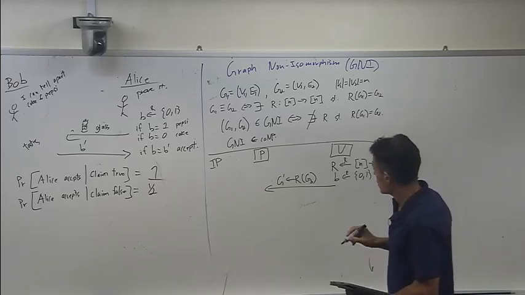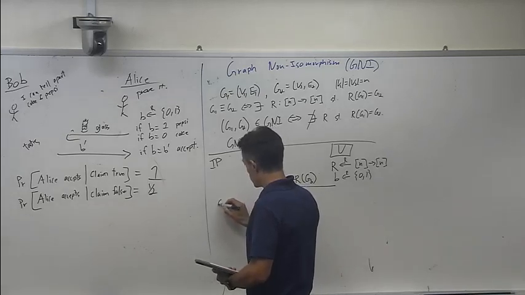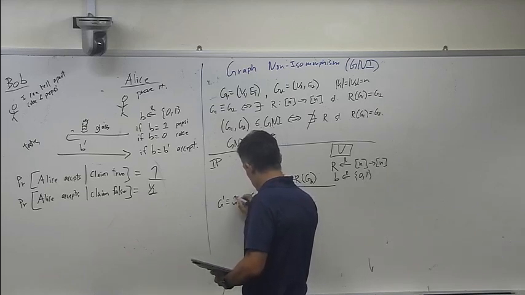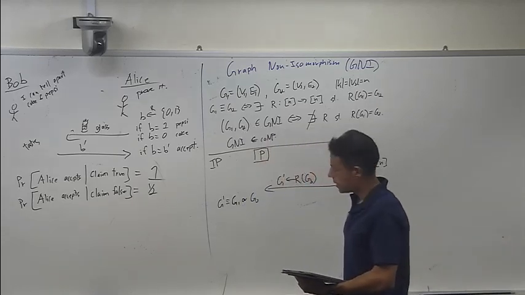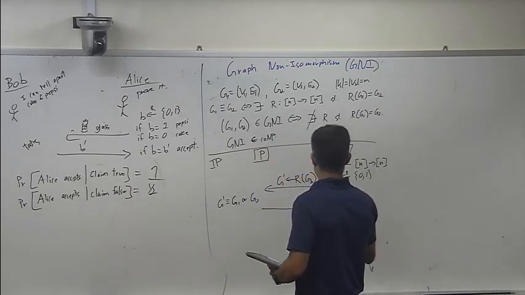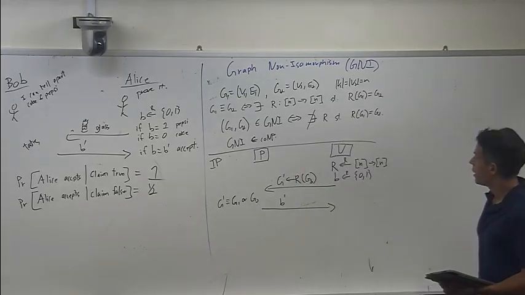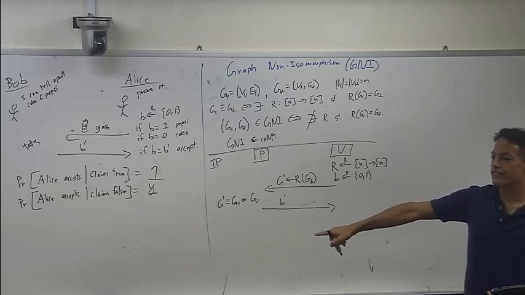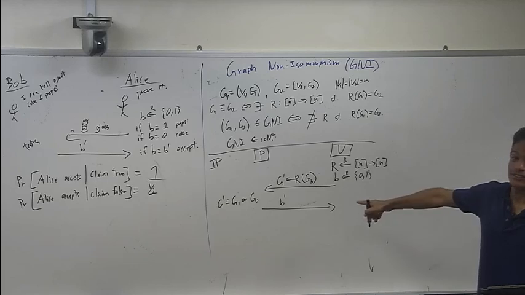So, the question is: is G prime isomorphic to G1 or G2? And it's going to send back its guess, b prime. And once again, what does the verifier do here? It's exactly the same as the previous example. It checks whether b equals b prime.